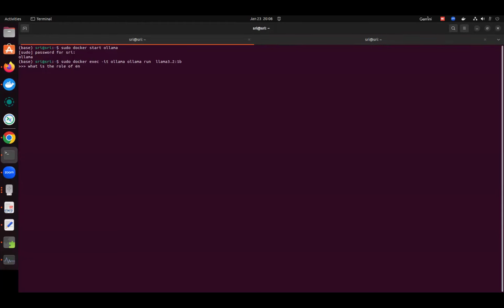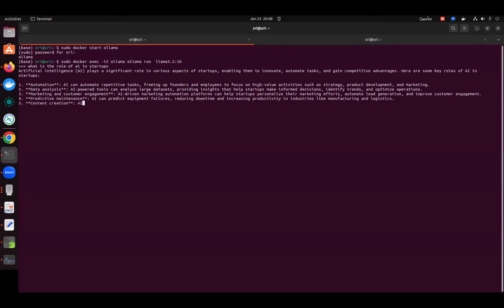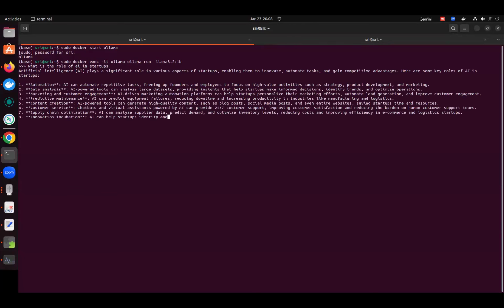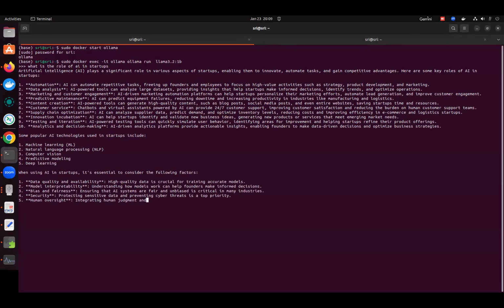Role of AI in startups. Okay, this is a very simple question. So this is what it is going to generate. Okay, artificial intelligence plays a significant role in various aspects of startups, and so on. It is giving some popular AI technologies like machine learning, natural language processing, computer vision, and so on. So when you're in a startup and you want to have clarity on something or you want to know something, you can straight away ask this question.